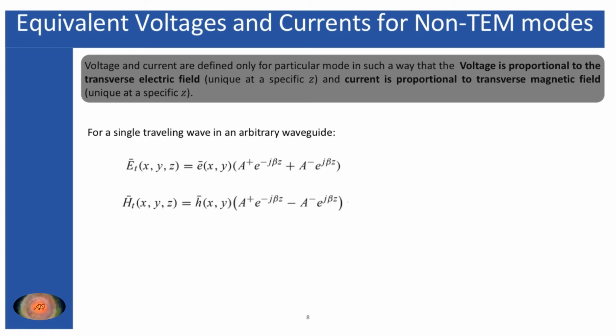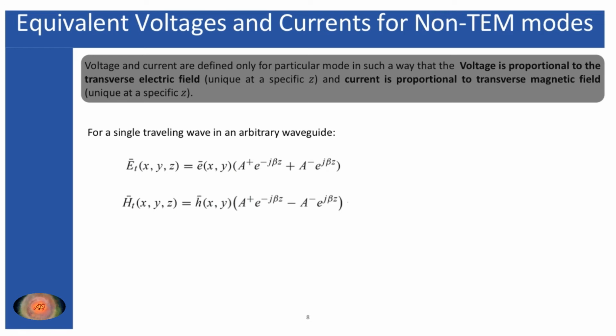Now let's apply our considerations on the practical field profile. So this is the first consideration, where I am going to consider that the voltage which I want to find out is proportional to the transverse electric field and the current is proportional to the transverse magnetic field. Here this is the transverse electric field and this is the transverse magnetic field, where this plus A represents the magnitude of the transverse electric field, which is responsible for carrying the power along the forward direction, whereas this minus A represents that the wave is propagating along the opposite direction.